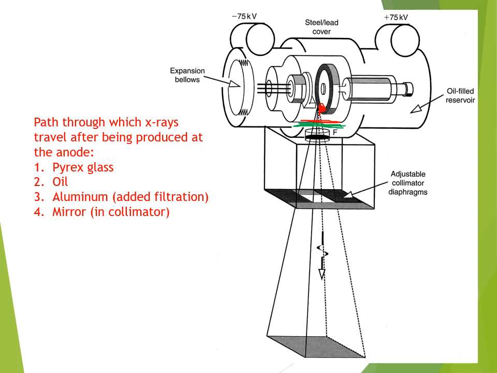And then we're going to have the filtration next, which is the letter F here. That's comprised of aluminum. And then in the path of the collimator box is the mirror, and that acts as extra filtration as well. It's actually 1 millimeter of filtration as well. And this concludes our lesson on the X-ray tube.